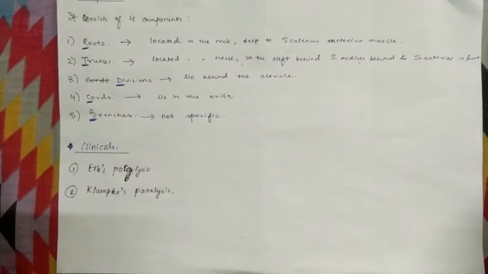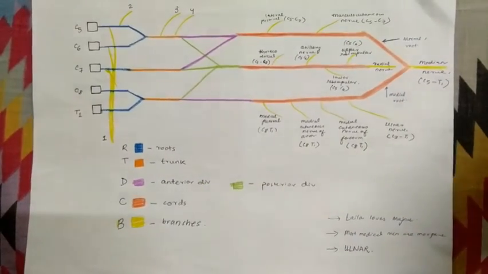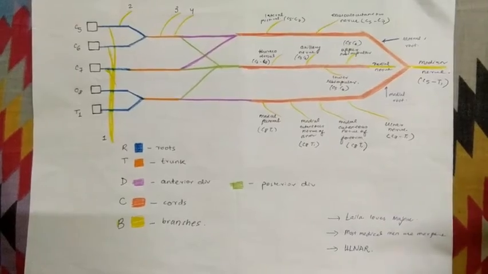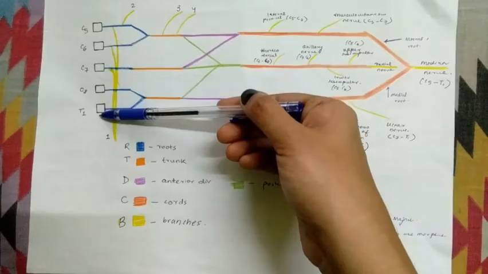Okay. Now let us discuss the diagram of the brachial plexus. I have drawn a diagram, but we'll draw it with you so that you know how to draw it. Try to make the diagram of the brachial plexus as colorful as possible, because that attracts your examiner and the copy checker. So see, this is the root: C5, C6, C7, C8, T1.